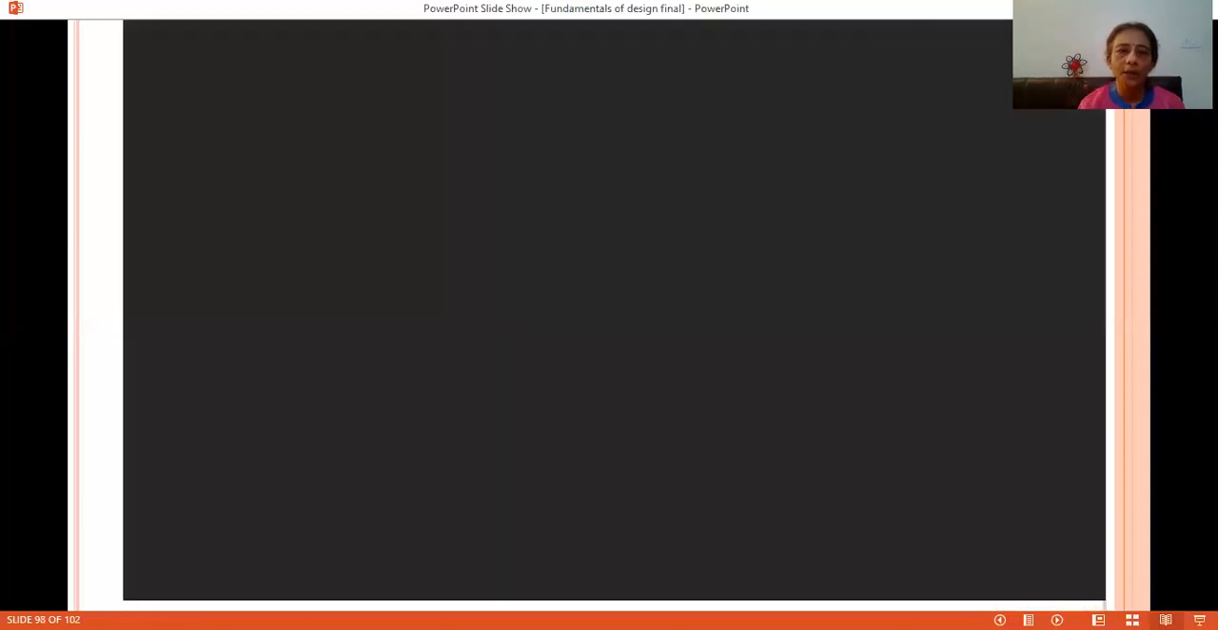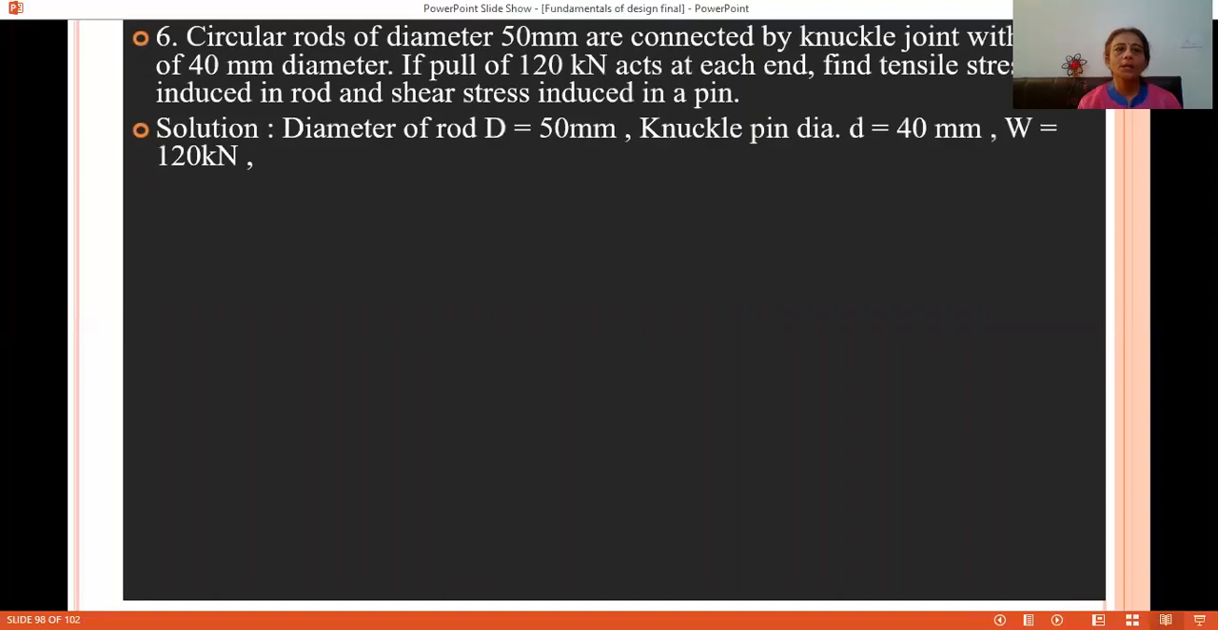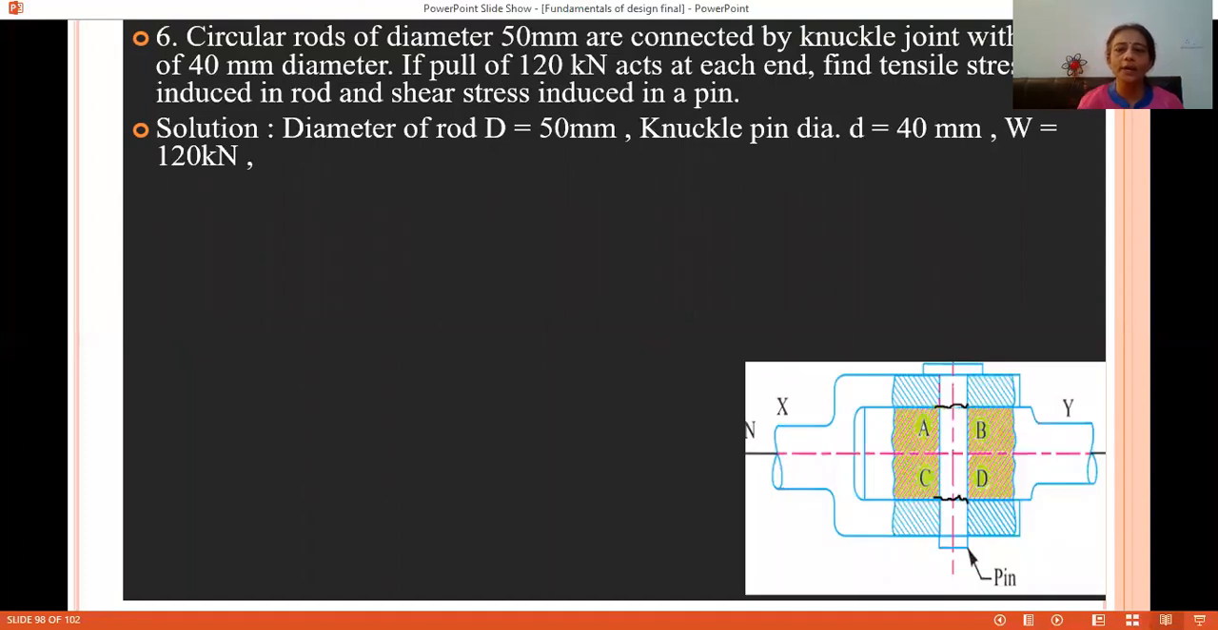Next question is of the knuckle joint. Here we can see circular rods. There are two rods which are to be connected, and we are going to connect those rods by means of a knuckle joint. This is a knuckle joint. There is a pin which is inserted between the forked end and the single eye. We are going to apply a pull over here which is of 120 kilonewton.